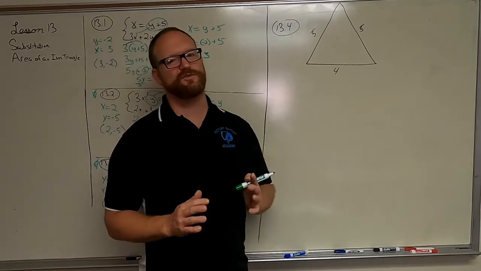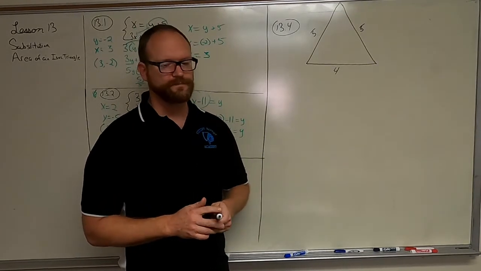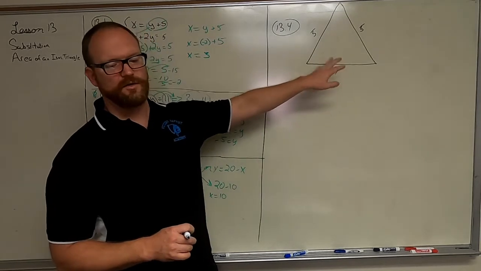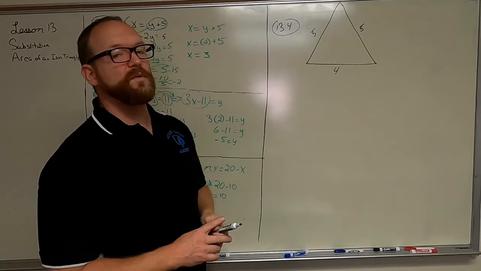What is an isosceles triangle? An isosceles triangle is a triangle that has two sides that are the same length, and most often looks like this. Okay, so we see this triangle, and they want us to find the area.